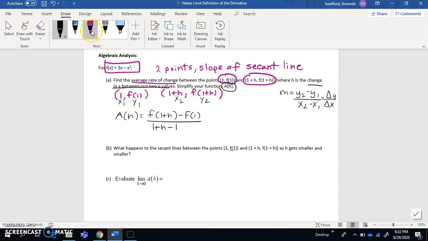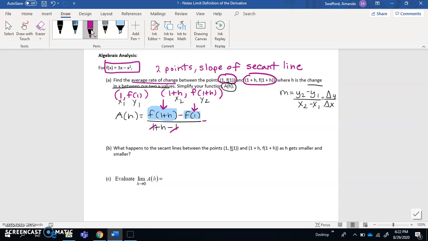Now we can clean this up. So these 1's will cancel and we'll be left with an h in the bottom. And then we need to understand that this f of 1 plus h can be calculated. This is asking us to take 1 plus h and plug it into f everywhere we see an x. And then f of 1 is asking us to take 1, plug it into f everywhere we see an x, and see what we get.